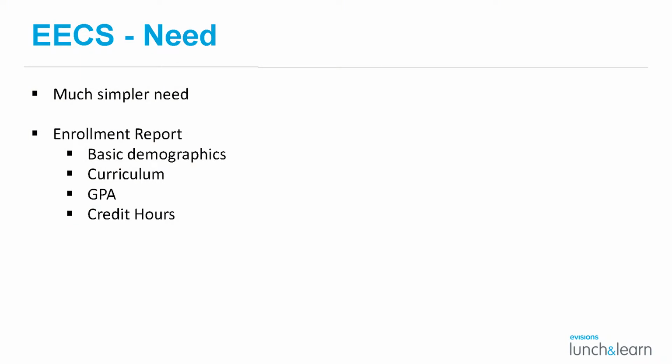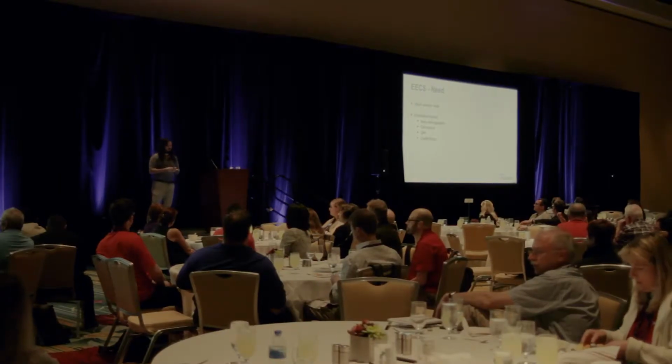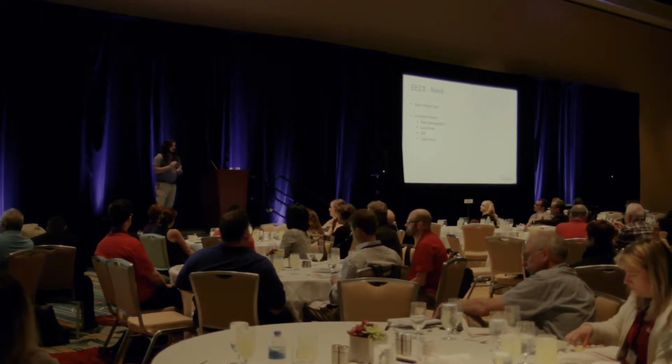Just basic demographics, their basic curriculum information, on top of their major being ECS, what was their minor or concentration else that they're involved in. Basic GPA, credit hour stuff. I'm sure everybody has a report that spits out something pretty similar to this. Before, it was usually just a CSV dump.